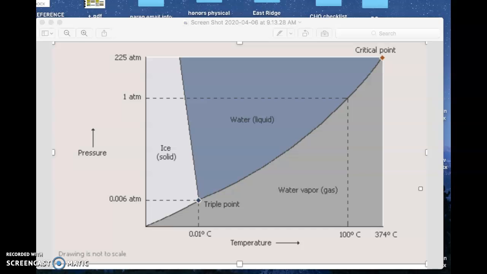If you notice that that temperature is lower, anything lower than 0.01, as you go lower with the pressure, solid can go straight to gas. Remember, that's called sublimation. Or if you were in the gas phase and you go straight to a solid, there's no chance of going through that liquid phase. That's called deposition. Hope this helps you guys to understand your graphs a little bit more.